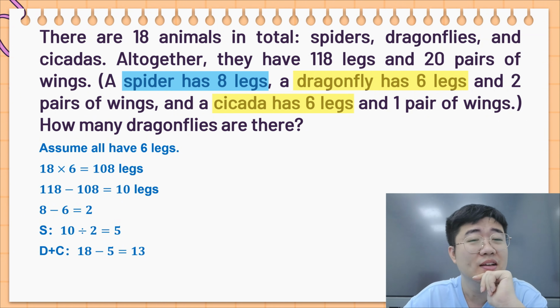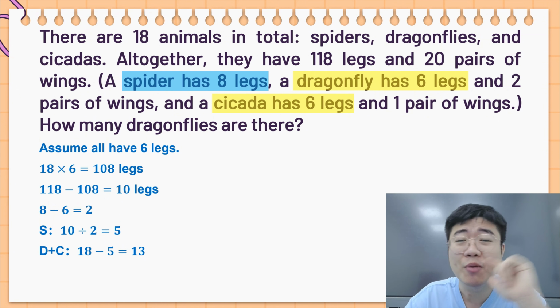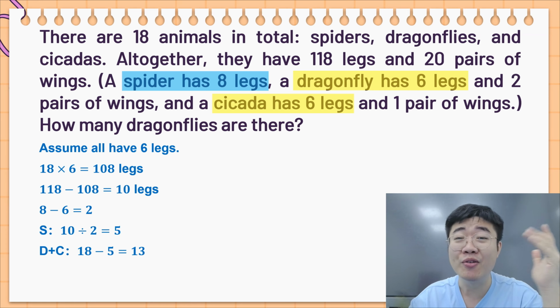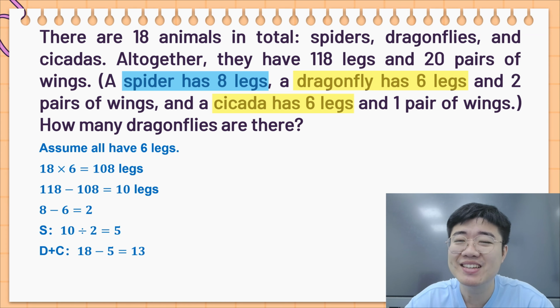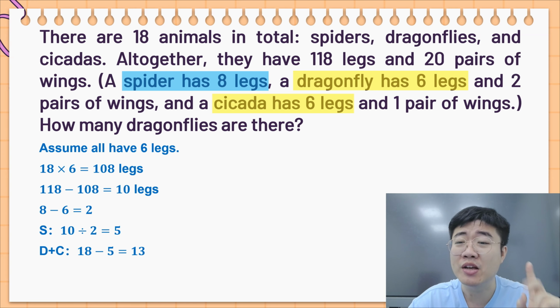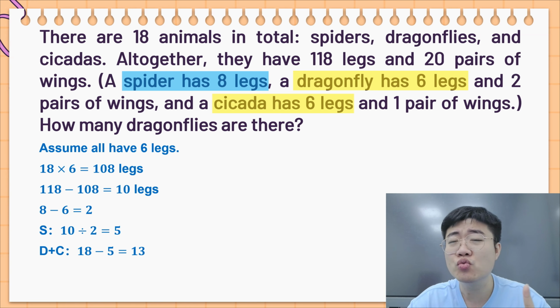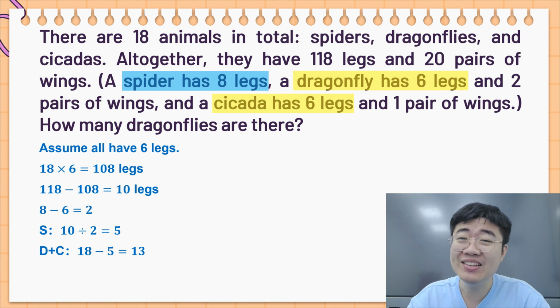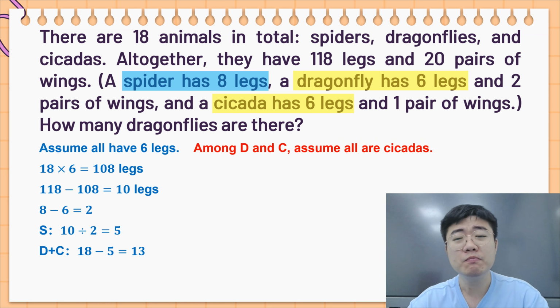So let's think. We already checked the number of legs. Now both of them have 6 legs. Now we need to look at the pair of wings. So they have a total of 20 pairs. One of them has 2 pairs each, the other has 1 pair each. So we can use our usual method because now it's only between 2 different objects. So since they are looking for dragonfly, we can assume the other. So we assume that all of them are cicadas.